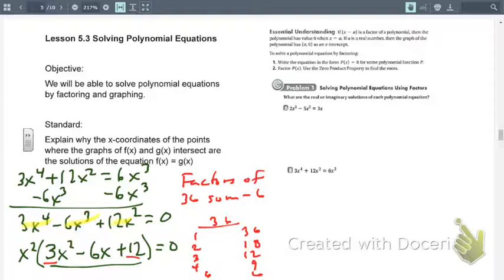Now what you'll notice is that there are no factors of positive 36 that will give you a sum of negative 36. Okay, now this doesn't mean that there aren't any solutions. There still could be. We just wouldn't be able to factor it. So we can do one of two things. We could use the quadratic formula to check, or we're going to graph. So we're going to turn to our graphing calculator and see if we can identify the solutions.